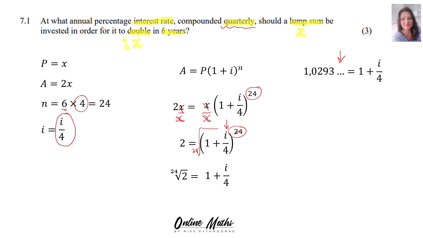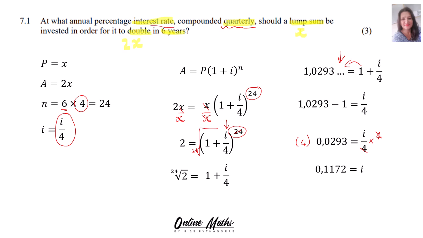In the next step, then I will let the 1 walk across, it becomes minus 1, you do the calculation, and then the only thing left is to get rid of the 4 so that you can make I the subject of the formula, multiply by 4 both sides, and you end with 0,1172.